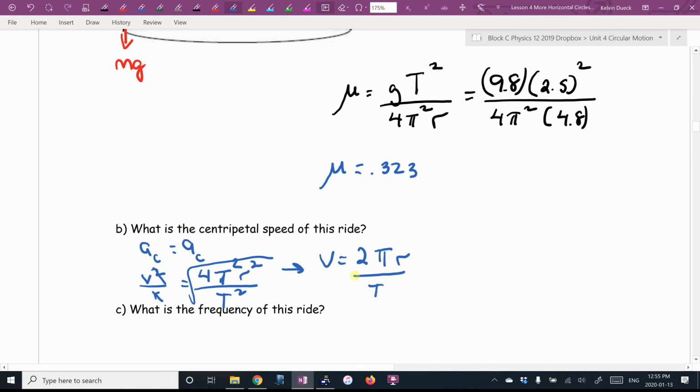And then when I did this, I sheepishly went, wait a minute, Mr. Dueck, you gave me that on your formula sheet. That's the equation for circular speed. I probably could have started right there. But we've also proved then this is why that equation works for circular speed. So it's going to be 2 times pi times 4.8 divided by 2.5.